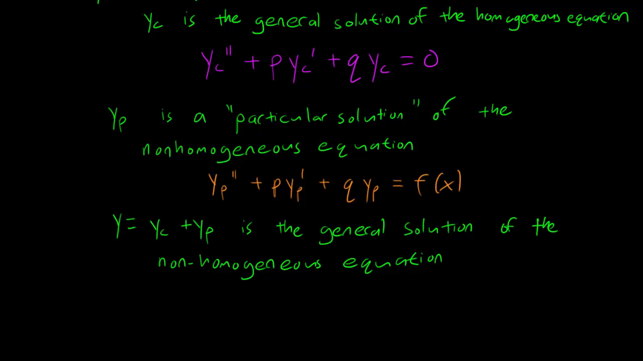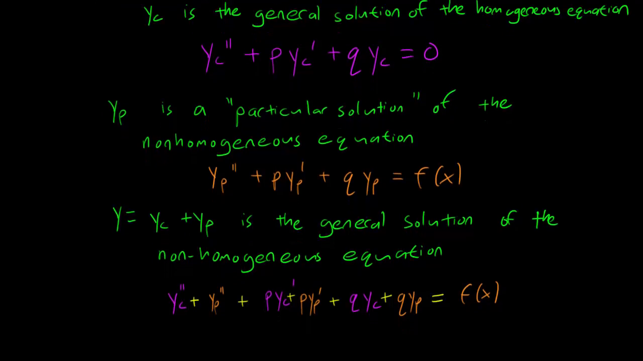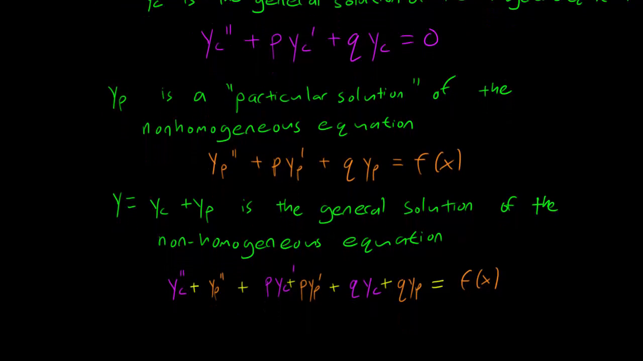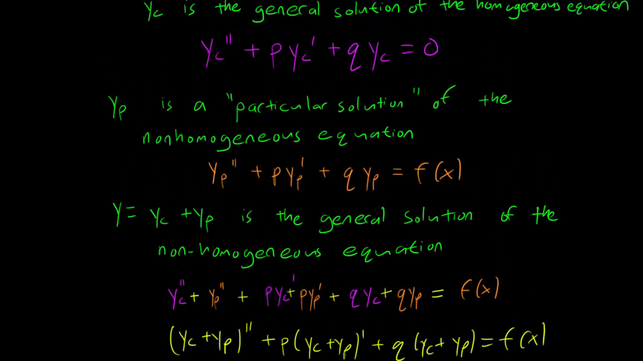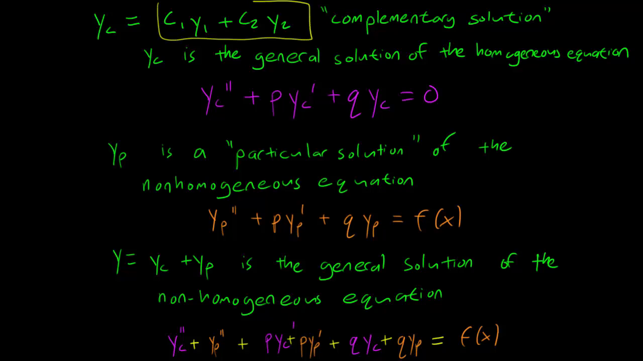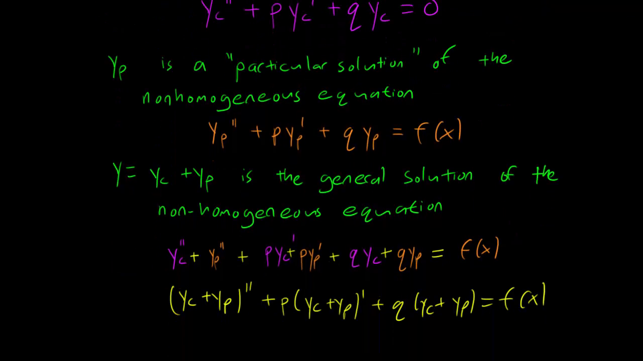And you notice that if you add everything vertically in this way, if we add the equation in pink and the equation in orange together, we have yc double prime plus yp double prime plus p yc prime plus p yp prime plus q yc plus q yp equals f(x). But this can be easily rearranged to this form. So we know that y equals yc plus yp is a solution to the non-homogeneous equation. And we know that yc plus yp has the two constants we need, simply because yc has the two constants, c1 and c2. And this is our general solution.